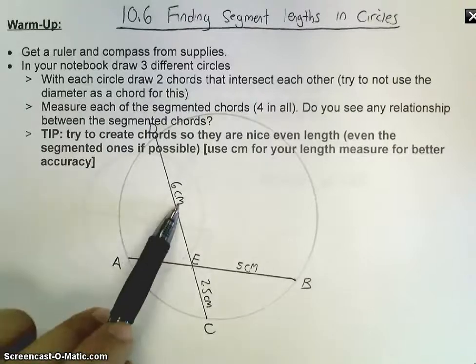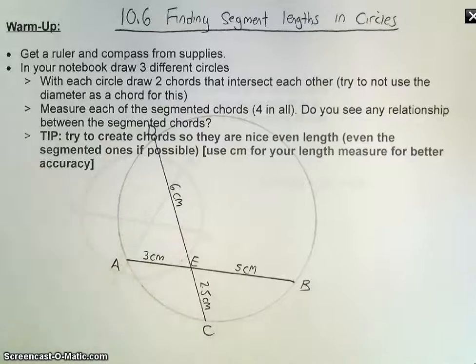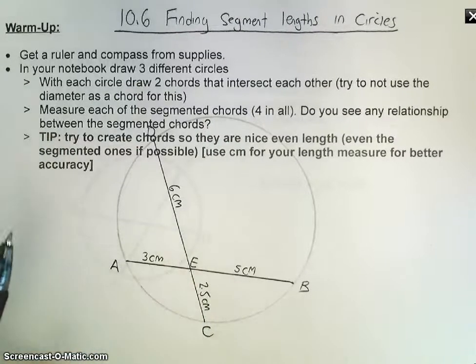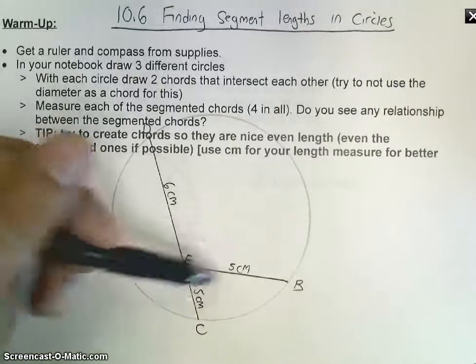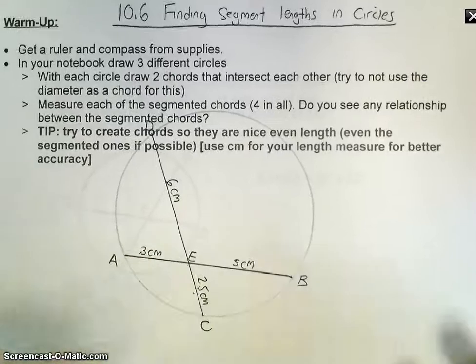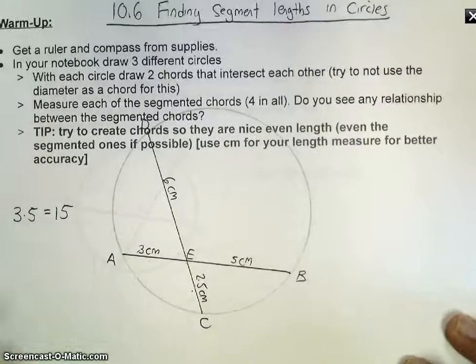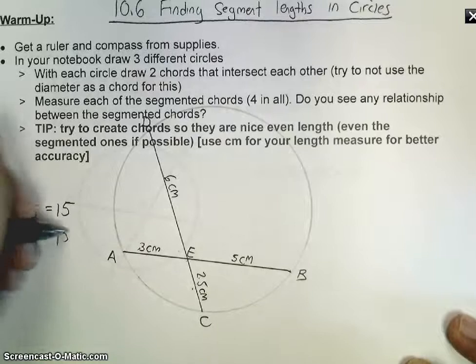What you may notice is that this 6 is double this 3, and this 5 is double this 2.5. Now that's just a unique relationship. Yours probably doesn't have that. But what's important about that is that if I went from this smaller 3 and I doubled it, and I went from this and took it in half, I end up with the same product. 3 times 5 is 15. And since I took away the same multiple here, 6 times 2.5 will also give me 15.